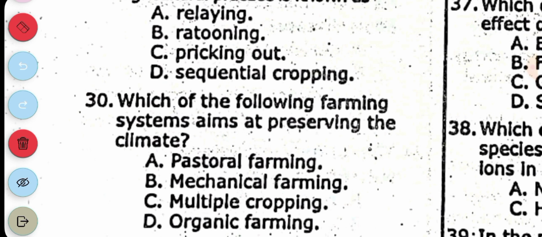30. Which of the following farming systems aims at preserving the climate? A. Pastoral farming, B. Mechanical farming, C. Multiple cropping, D. Organic farming. The answer to question 30 is D. Organic farming.